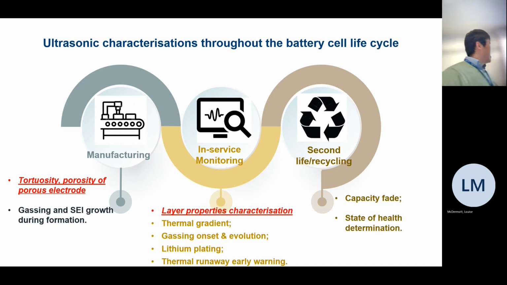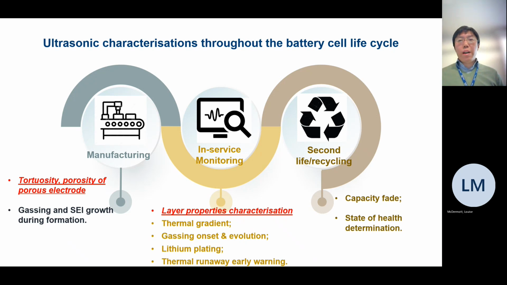At each of these stages, ultrasound can contribute in characterizing the list of properties that I've put here. But today I'm going to talk about two of these characterizations, outlined in red. The first one is to measure the tortuosity and the porosity of the porous electrode, potentially during the manufacturing process. And the second one is to monitor and characterize the layer properties in service for a pouch cell.